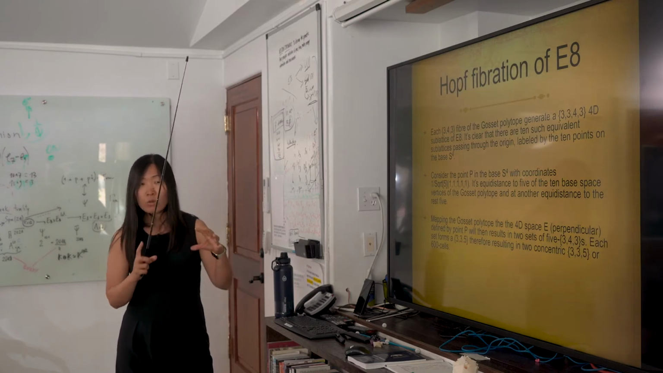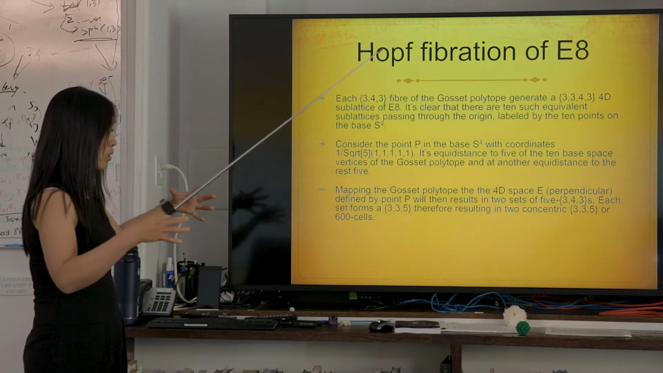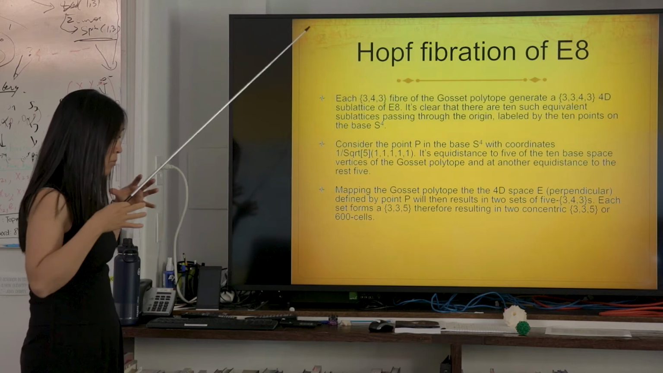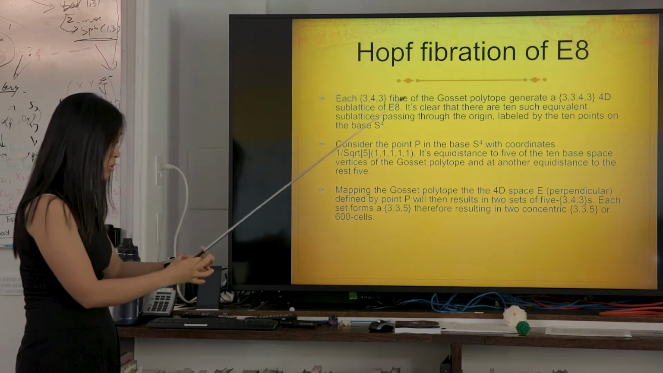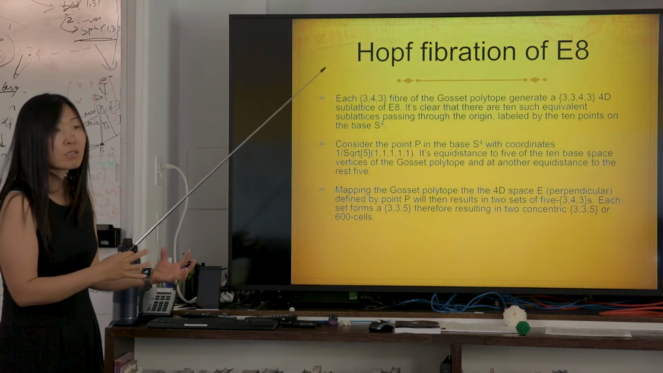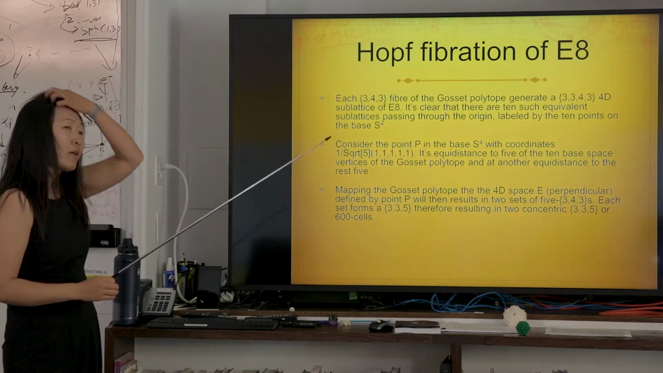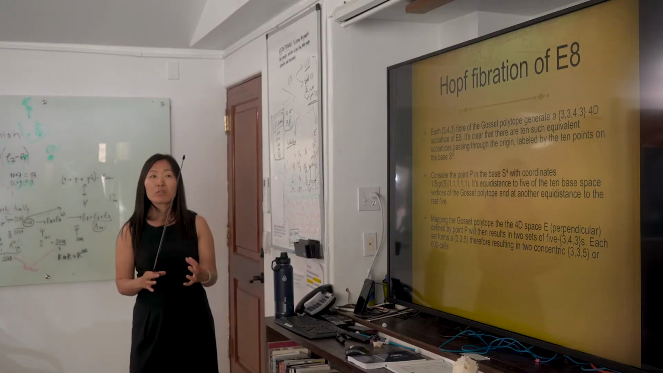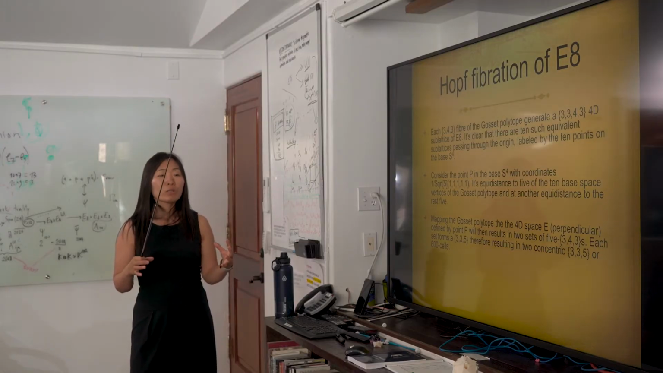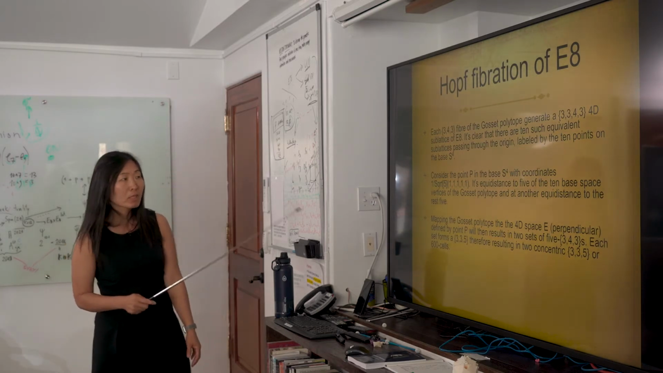So now you can understand that from the E8 polytope, we actually mapped to two concentric 600 cells, scaled by the golden ratio: a big one and a small one. It is very symmetric. Is that the two equidistances then? One is the golden ratio.